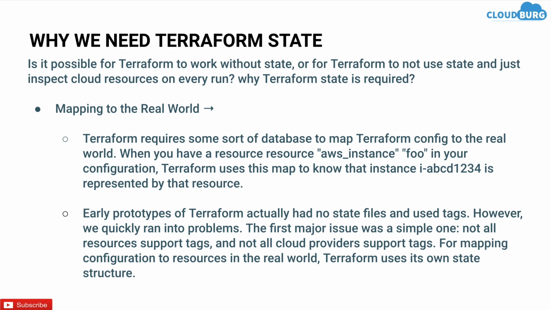However, we quickly ran into a problem. The first major issue was a simple one: not all resources support tags, and not all cloud providers support tags. For mapping configuration to the resources in the real world, Terraform uses its own state structure. So previously, when Terraform came in the market, there was no such kind of state. Terraform used tags, and then we ran into a problem where not all cloud providers support tags. So that's the reason Terraform state is required.